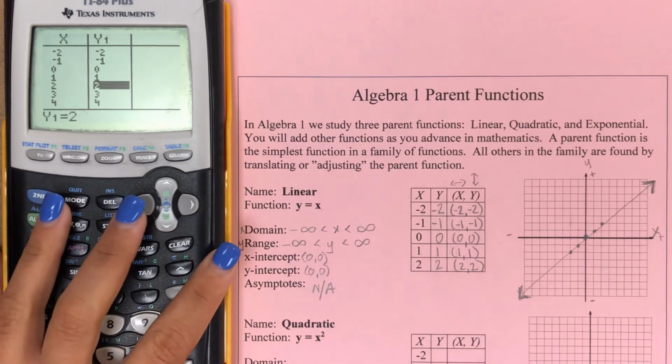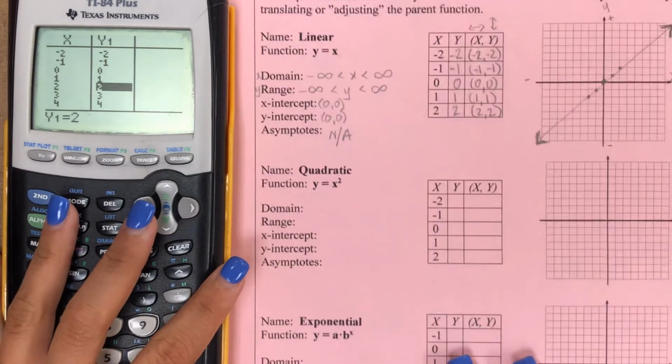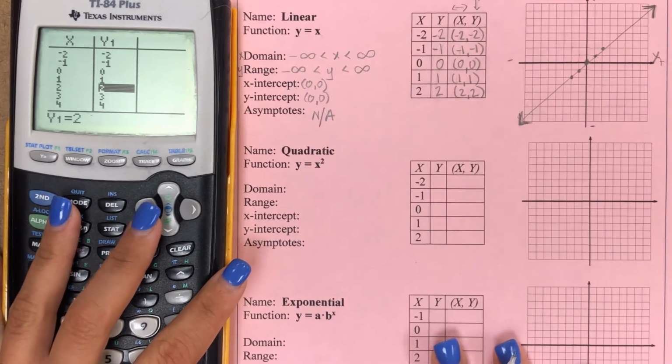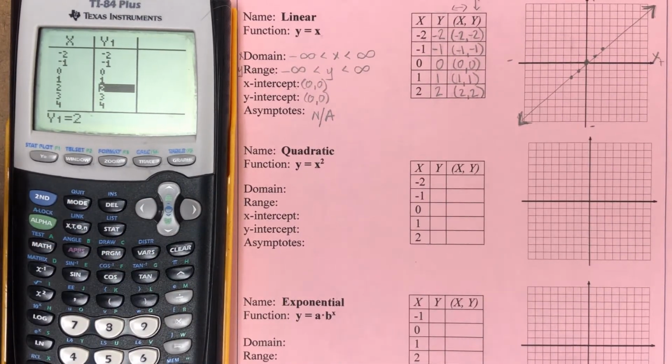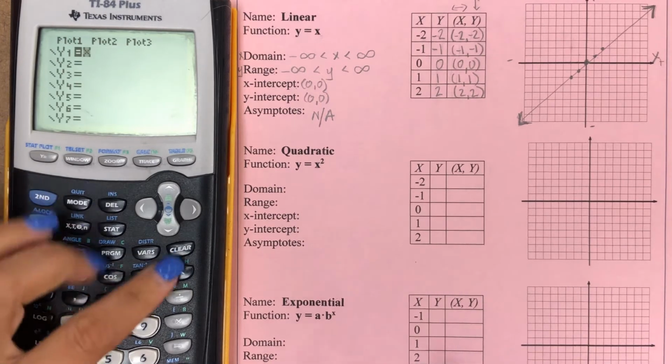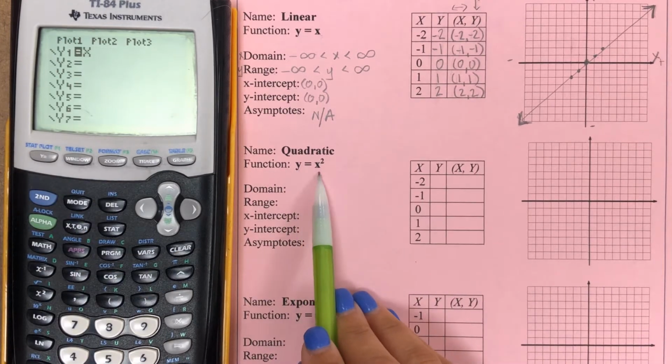All right, let's go ahead and move on to the next one. Next, we have our quadratic function. So this one should be new. You may have seen linear before now. So we're going to go here and notice our function is y equals x squared.